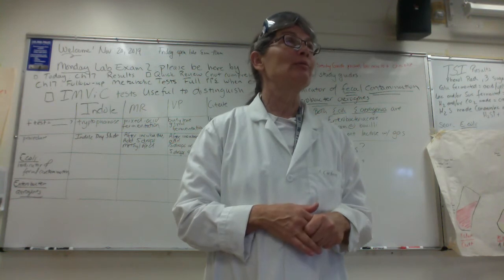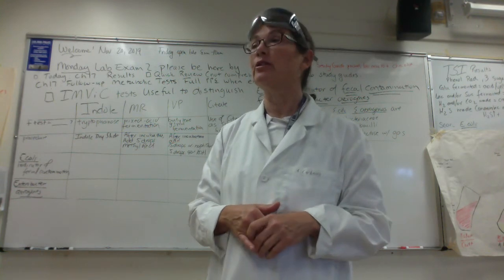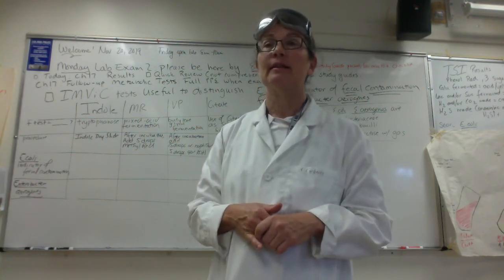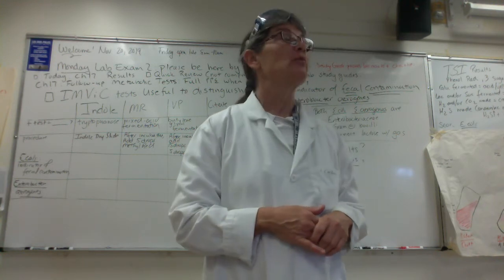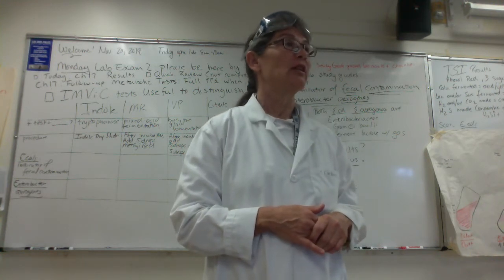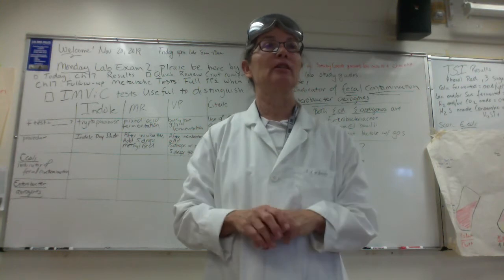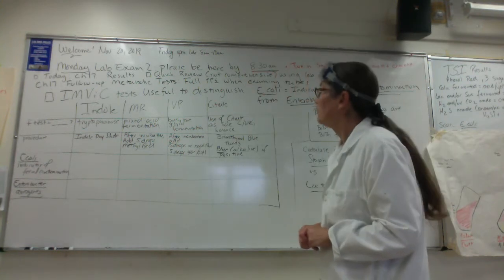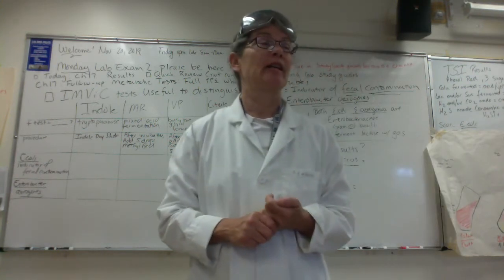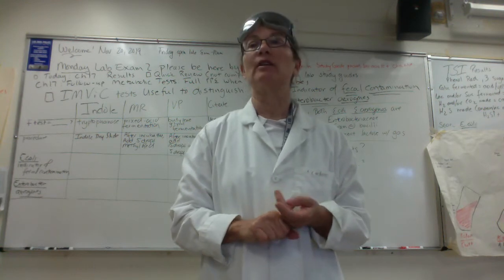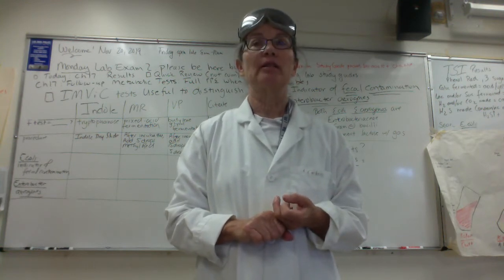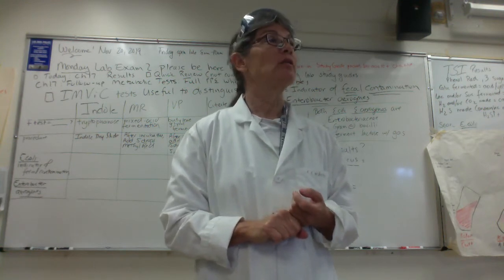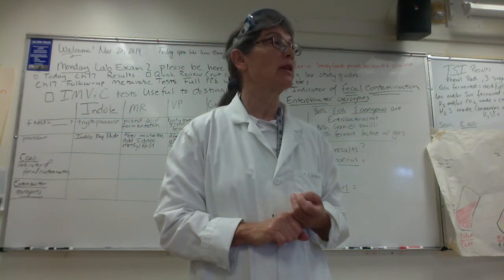If your microbe has a positive VP test, what does it tell you about them? They carry out butylene glycol fermentation. Good. Another fermentation pathway. Good job, you guys. Folks, what does the C in IMViC stand for? Citrate, right. So the citrate test is a test to see if your microbe can use citrate as a sole source of carbon and energy.